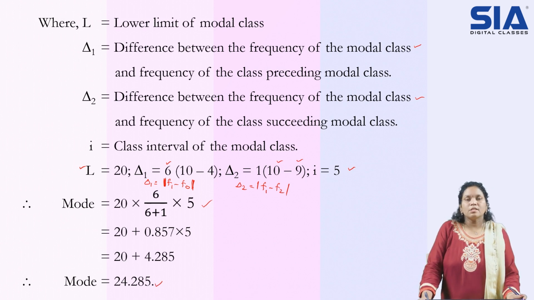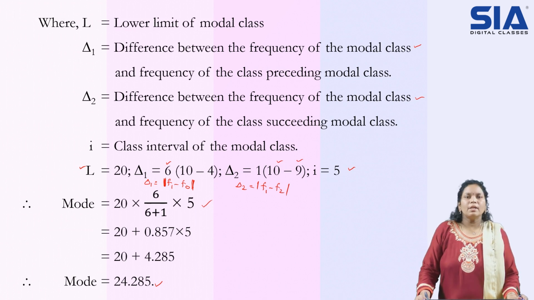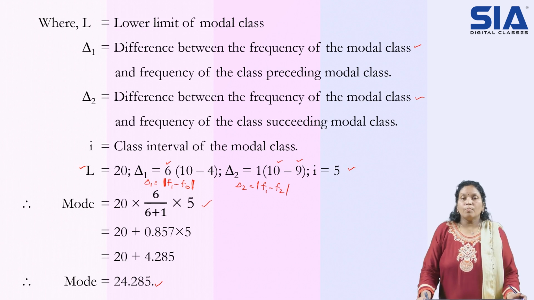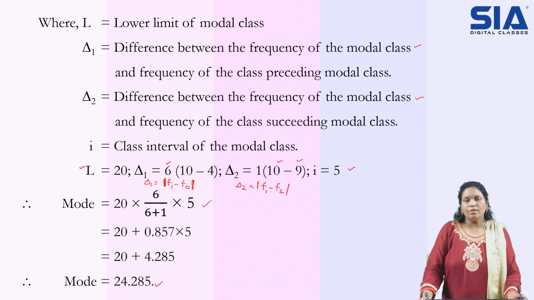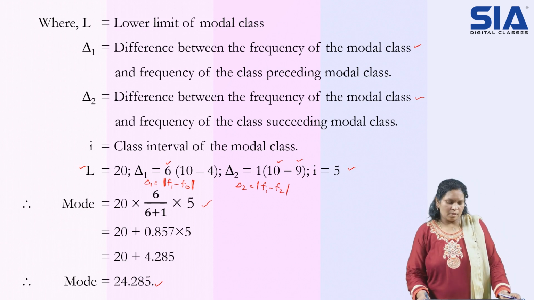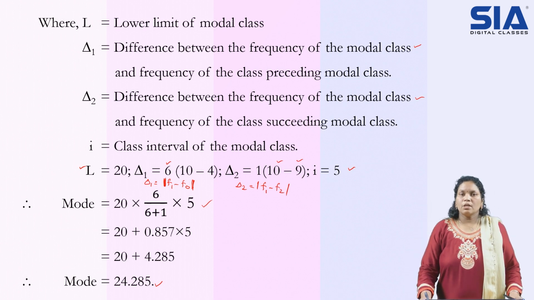24.285. So this is how we'll find the mode by using the grouping table and analysis table method. Okay, so you will be getting the mode easily. So this method you have to utilize to obtain the mode. I hope you have understood how to identify the mode using your grouping table and analysis table.